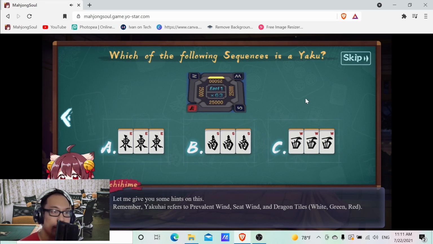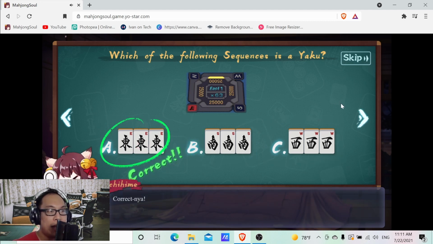So obviously, I want you guys to pause the video and actually take a guess. Is it A or B or C? So I'll give you guys a moment. Hopefully you guys have already figured it out. The answer is A. The reason why it's A is because you're east, and also it's east round.